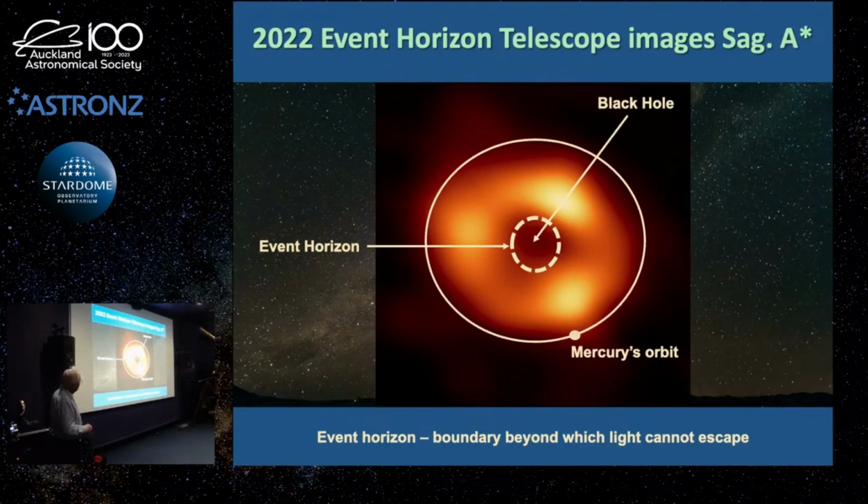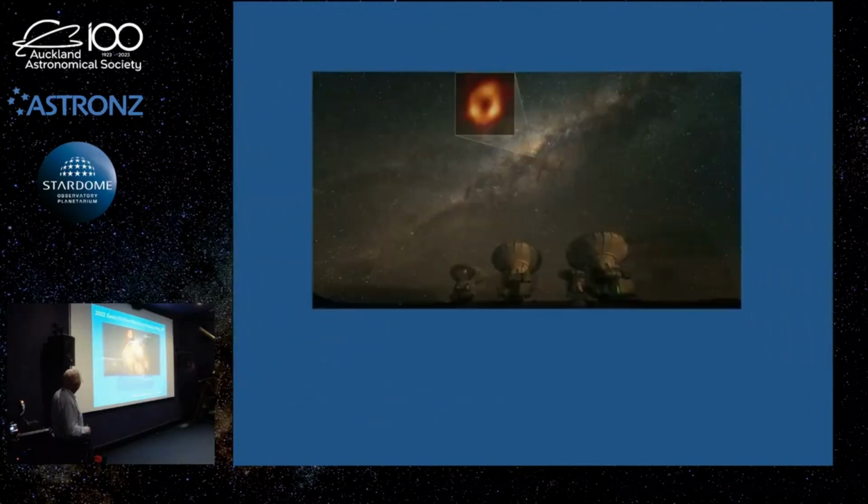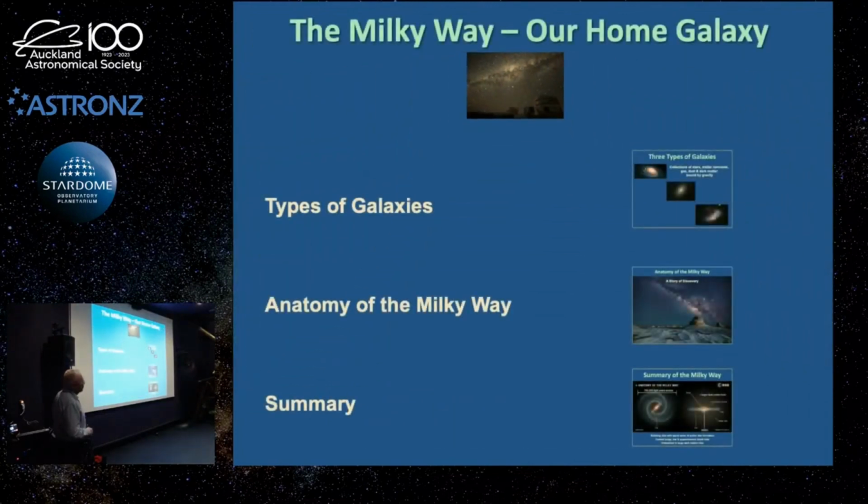So here's Mercury's orbit. You know, Mercury's the closest planet. It's got an orbit of about, I think, about 68 million kilometres. So it's out to about here, and right in here is about 24. So it's sort of a third of the size of the orbit of Mercury. So it's very, very compact. So there's your supermassive black hole in the centre of the Milky Way.